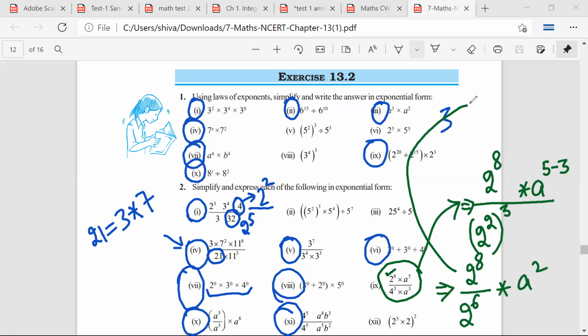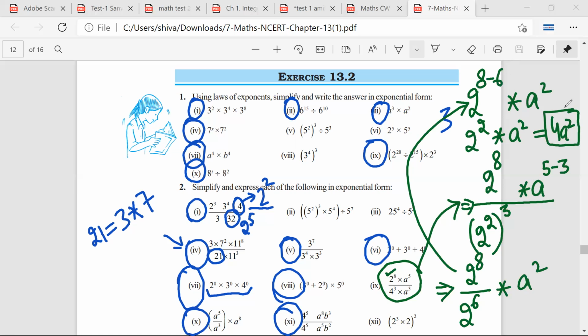Then I can write this as, Sanviji, how can I write this? You will write 2 raised to 8 minus 6, into a raised to 2. So it will be equal to 2 raised to 2 into a raised to 2. Aishwarya ji, any doubt? No, sir.